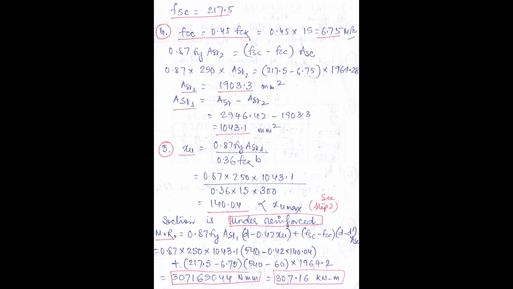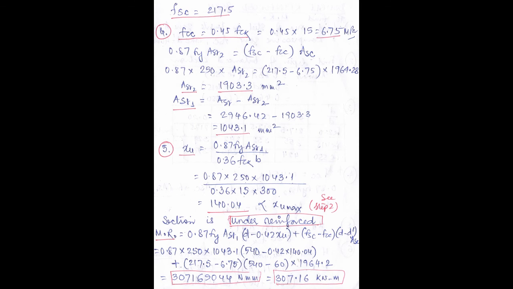Got it? Now the next step, and the last step, is step number 5. First we have to find out the value of XU. XU is the value of the actual neutral axis. What is the formula? 0.87 Fy AST1 divided by 0.36 FCK B. Now let us put the value: 0.87 multiplied by 250, the Fy value. AST1 is 1043.1. Then divided by 0.36 multiplied by 15 multiplied by 300. So that comes out to be 140.04, the XU value.